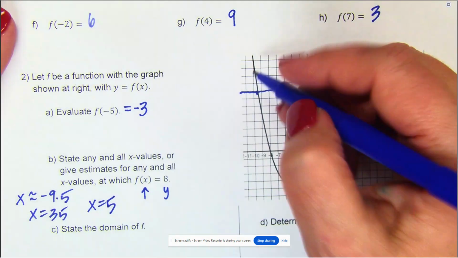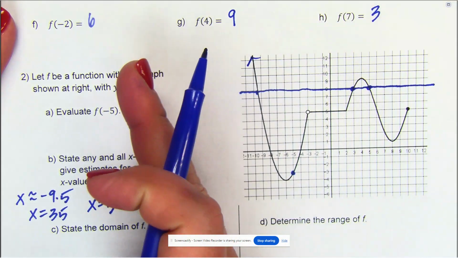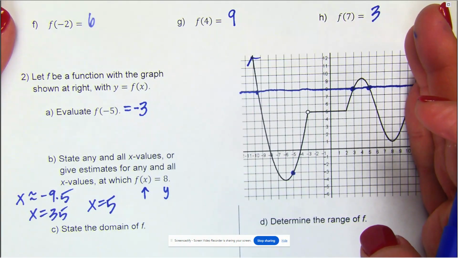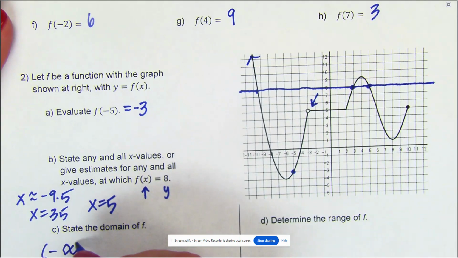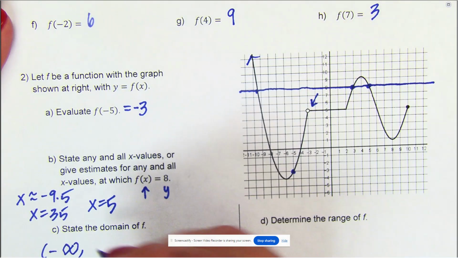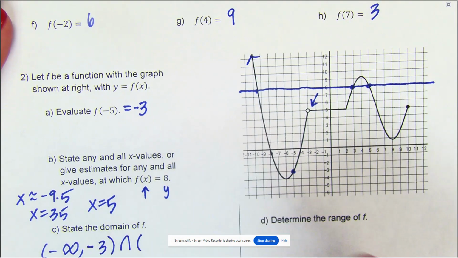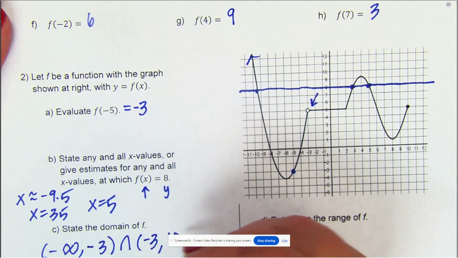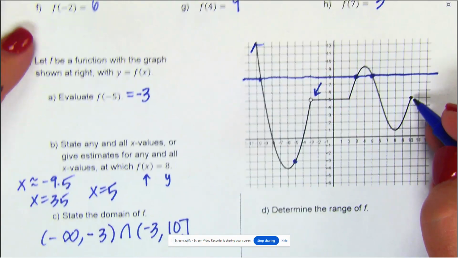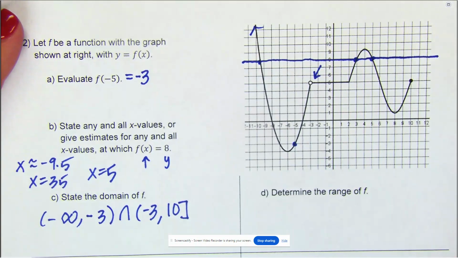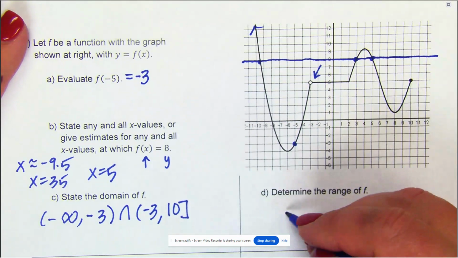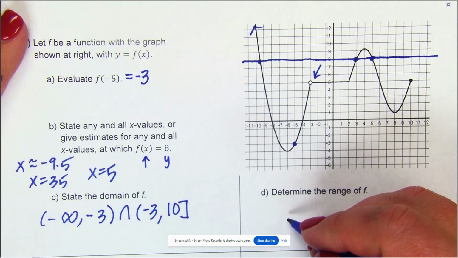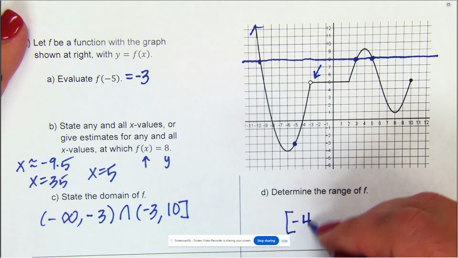All right, domain of this graph. So from all the way over here, and then it stops at 10, and I do have a break right there. So I'm going to go negative infinity to negative 3, and negative 3 to 10. And I'm going to put a square bracket here because it's touching. Determine the range. Range is up and down, low to high. So negative 4 all the way up to infinity.